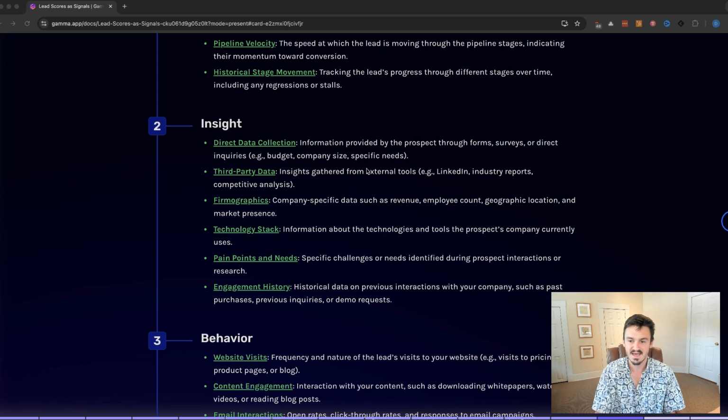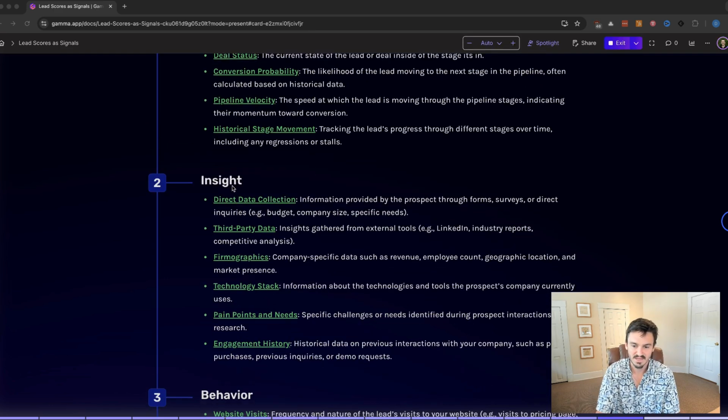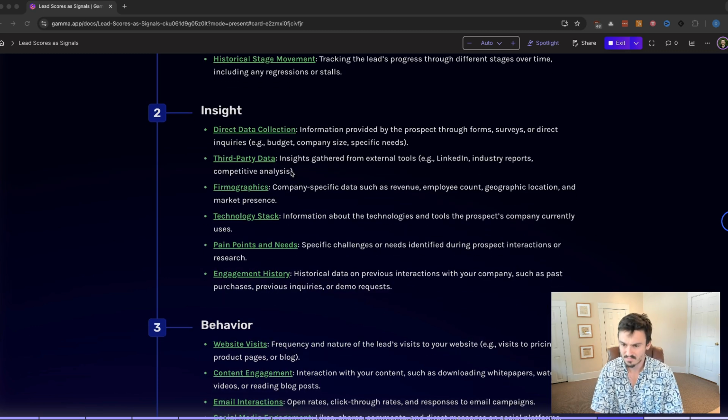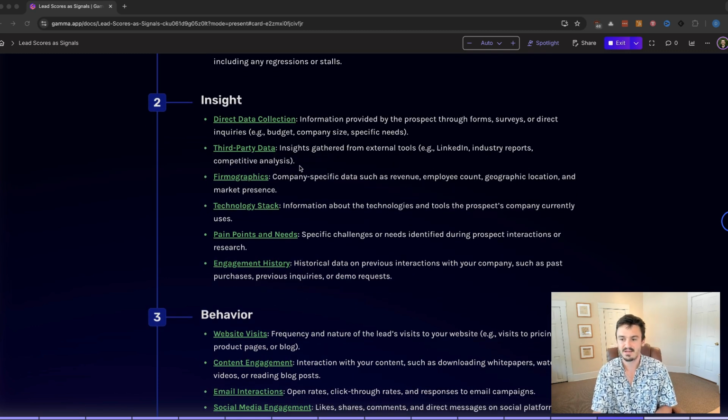Third-party data is insights gathered from external tools. This could be LinkedIn, industry reports, competitive analysis. It could be intent data from third-party signal tools that we've talked about before. So this is stuff that you can combine with data you're collecting directly and then obviously build out with other categories of ingredients. Can be pretty useful depending on the accuracy. We talked about the downsides in previous videos. It can be difficult to get confirmation of how accurate that data is.